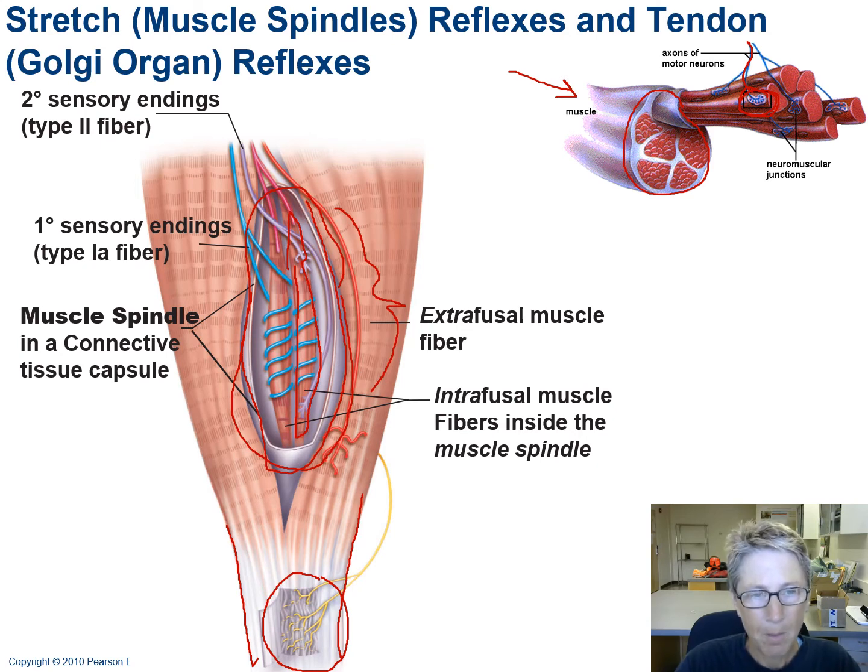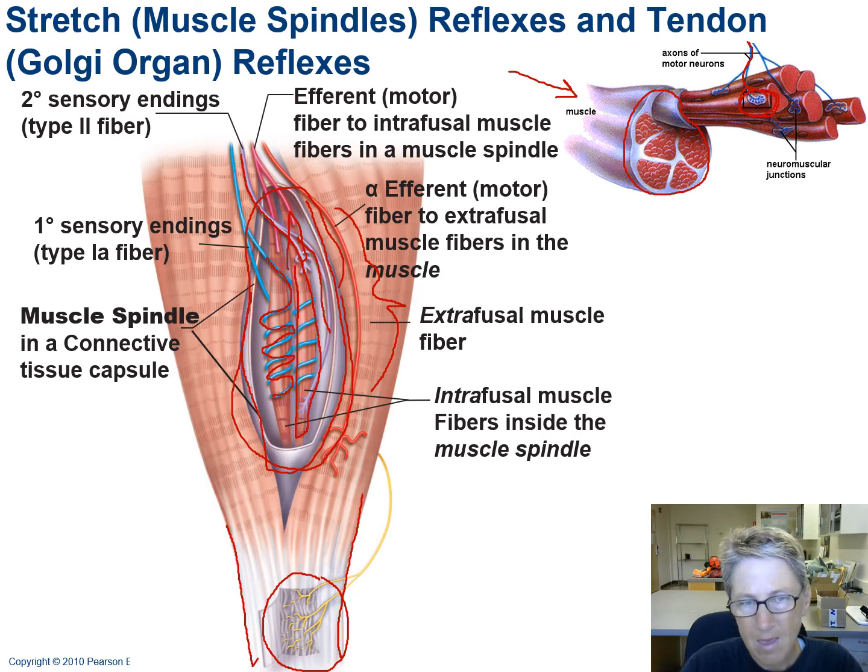And then these blue things are primary sensory endings, and they're also called type 1A fibers. But you can see this blue sensory ending is wrapped around this intrafusal muscle, and it does that so that it can detect the amount of stretch within your muscle. And then you also have these secondary sensory endings in purple, and you can see they come inside the capsule.